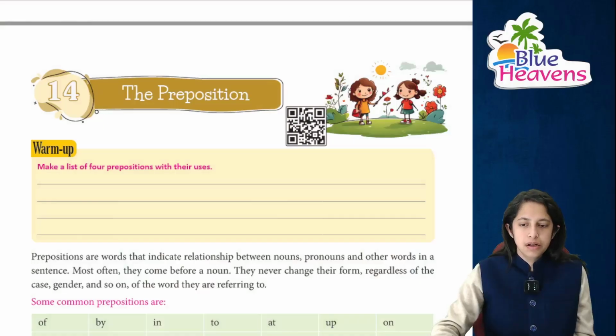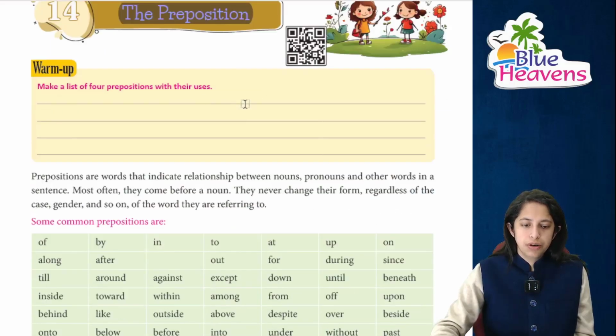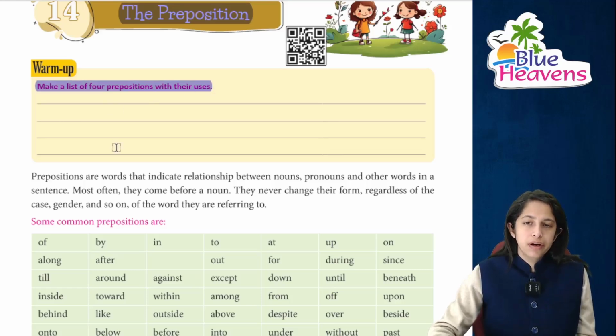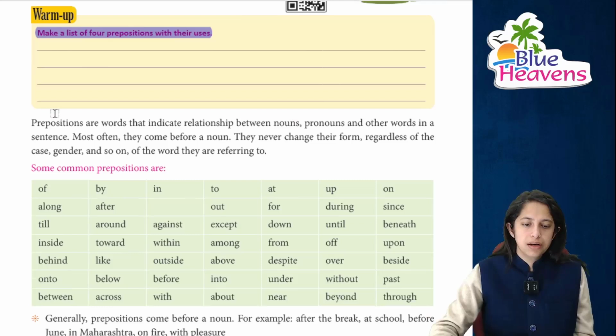We all know preposition basically tells the relationship between nouns and pronouns. So let's just begin. Title of our chapter is the preposition, right? You have to make a list of 4 prepositions, and of course you have to write their uses. You can write down the 4 prepositions. You have to make a sentence on your own.